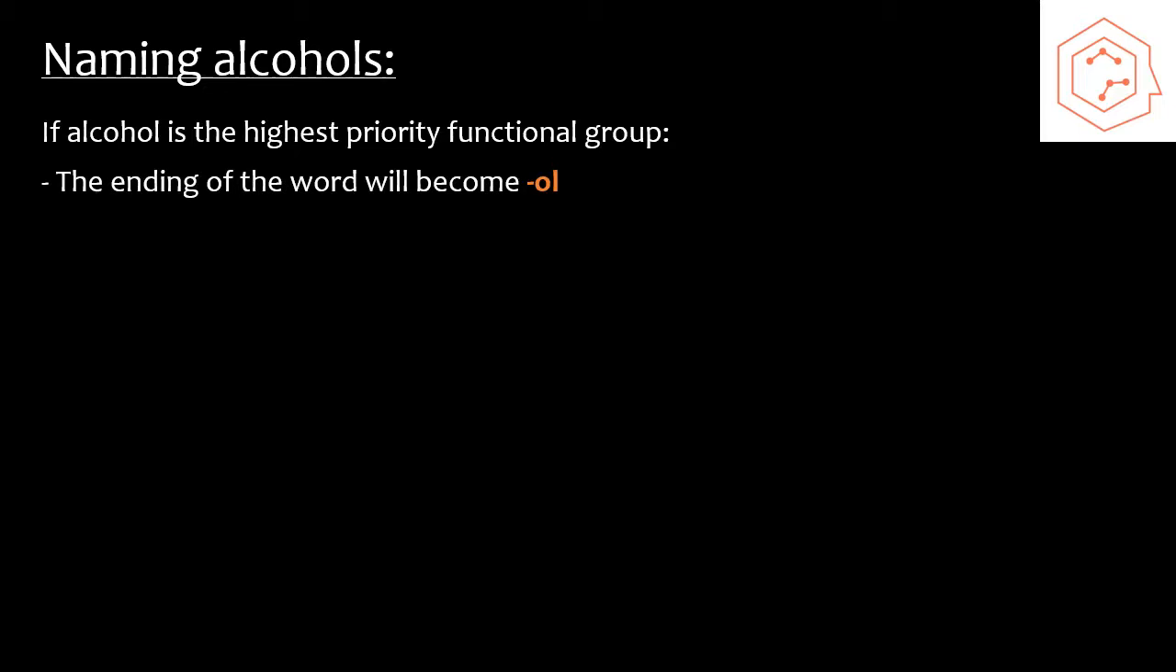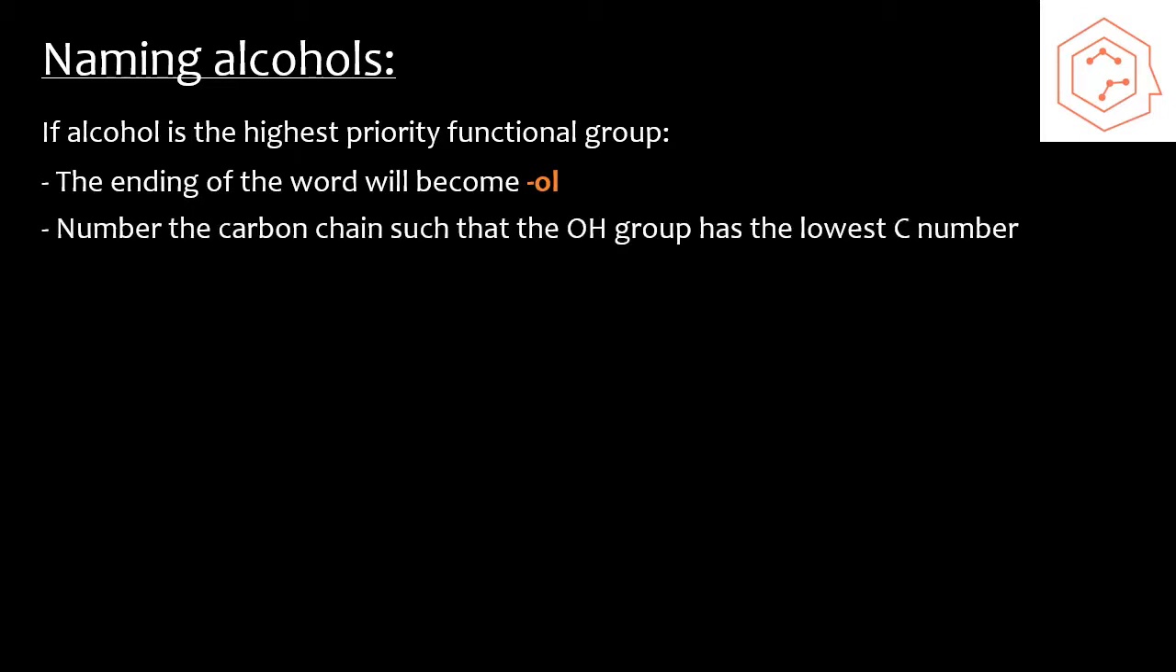So when we're naming alcohols, there are 2 different methods that we might take depending on the priority of the hydroxyl group within that molecule. If alcohol happens to be the functional group with the highest priority, then the root of the word, or how we're going to finish off the name, becomes -ol. The steps for naming are very similar to what we've already established in previous videos, where we're going to start numbering the carbon chain this time such that the OH group is bonded to the carbon that has been assigned the lowest possible number.